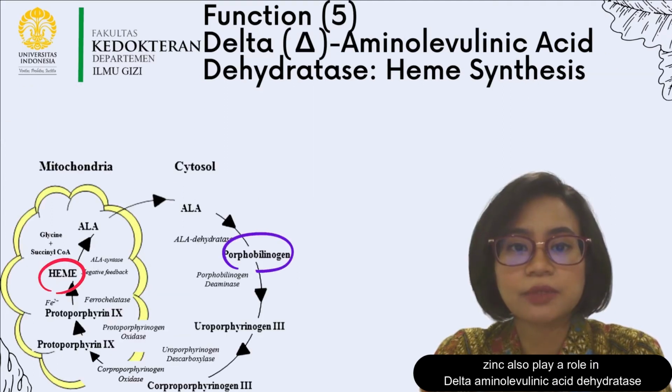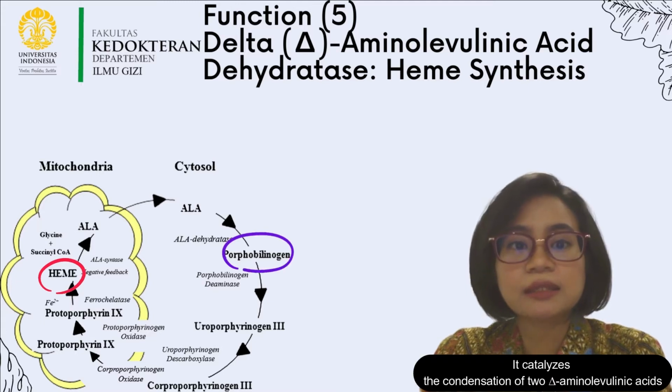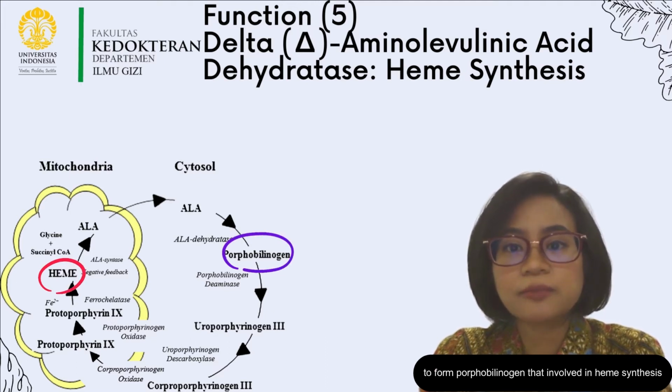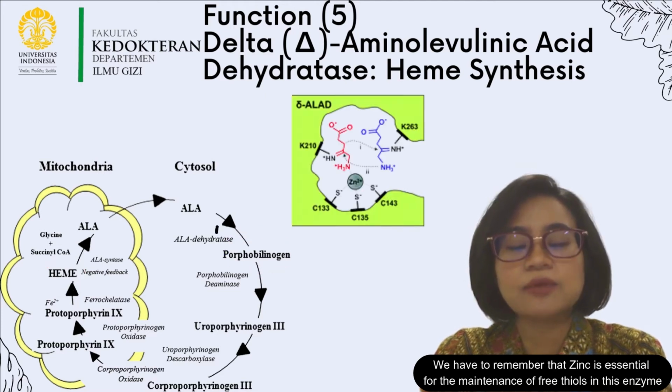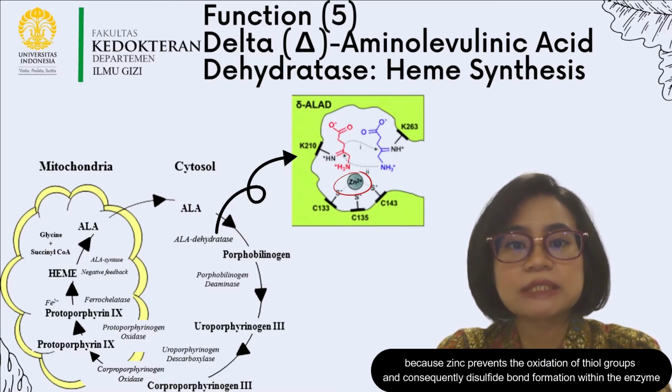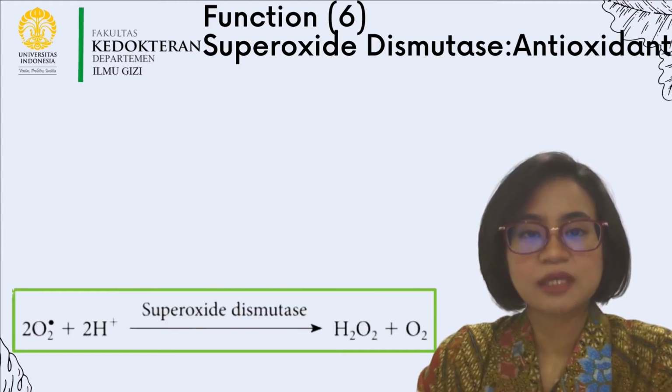Zinc also plays a role in delta-aminolevulinic acid dehydratase. It catalyzes the condensation of 2 delta-aminolevulinic acids to form porphobilinogen, which is involved in heme synthesis. We have to remember that zinc is essential for the maintenance of free thiols in this enzyme, because zinc prevents the oxidation of thiol groups and consequently disulfide bond formation within the enzyme.